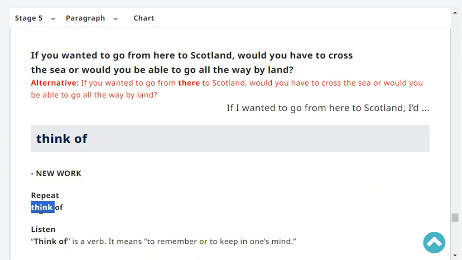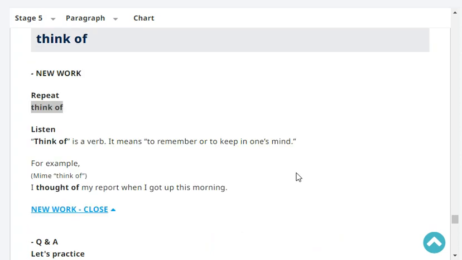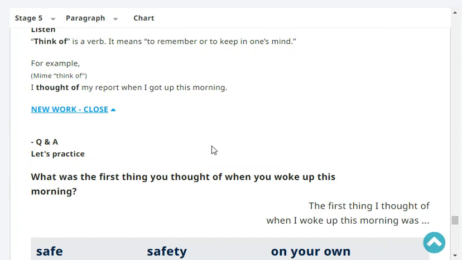Very good. Okay, next. Let's have the last one. Think of. Very good. Okay, listen. Think of is a verb. It means to remember or to keep in one's mind. For example, I thought of my report when I got up this morning. Let's practice. What was the first thing you thought of when you woke up this morning?